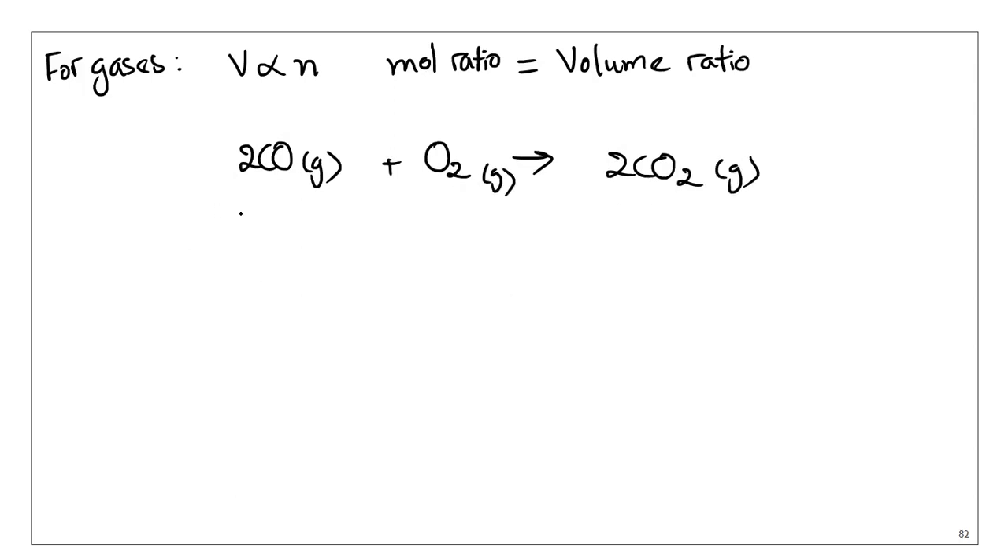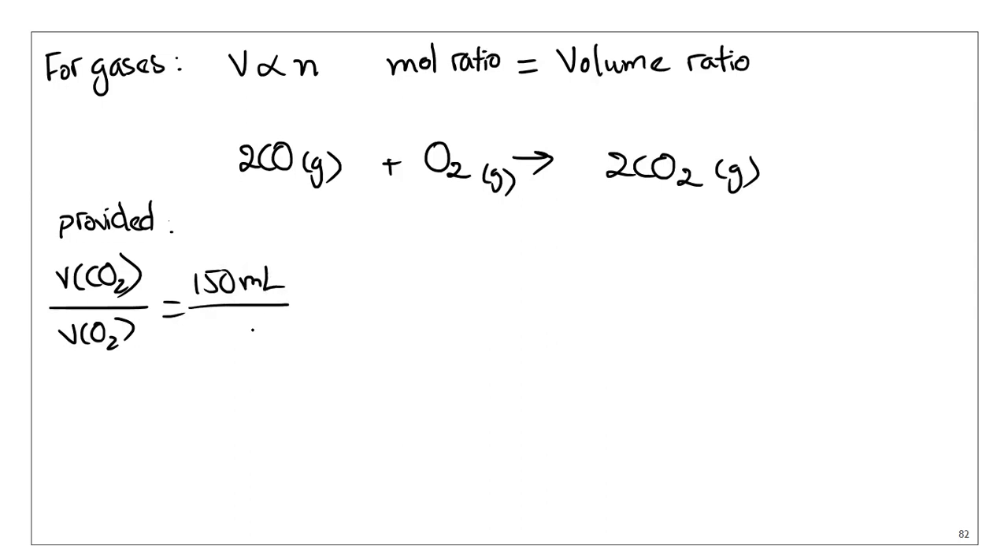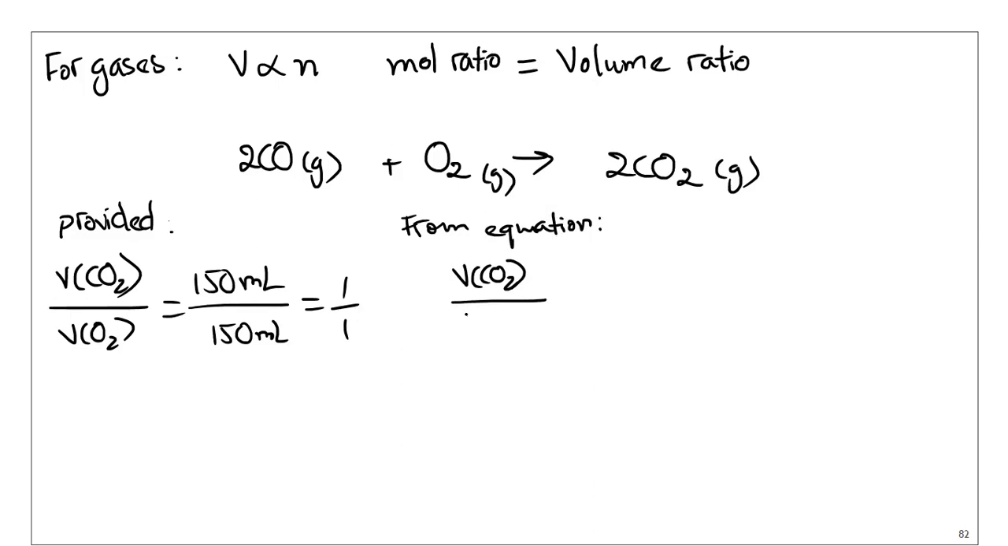And you start with 150 mL of this and 150 mL of this. So the ratio provided is 150 mL over 150 mL. This is the amount given to you, which is a 1-to-1 ratio essentially. Now, if you look at the equation, which is the expected ratio, the required ratio, from the equation, the mole ratio between CO2 and O2 is supposed to be 2-to-1.